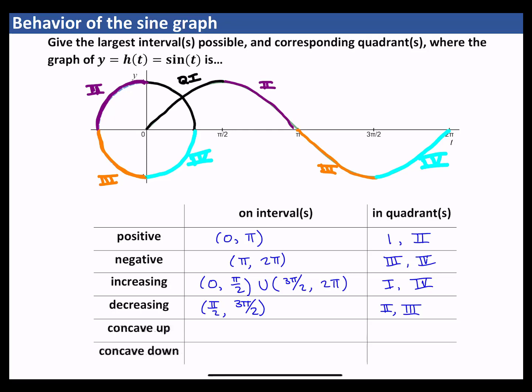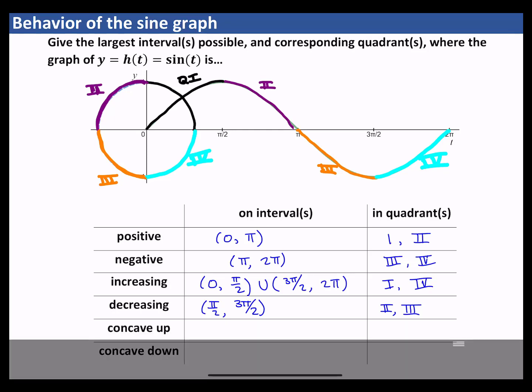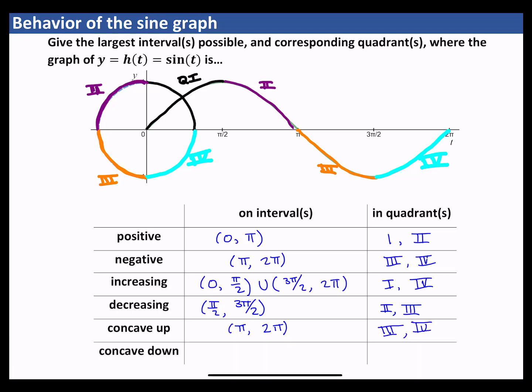All right, so next we want to look at where the sine function is concave up, and so we see that the sine function is concave up from pi until 2 pi. So that's quadrant 3 and quadrant 4. And the sine function is concave down from 0 to pi, which is quadrant 1 and quadrant 2. So we're going to look at a couple more things here.